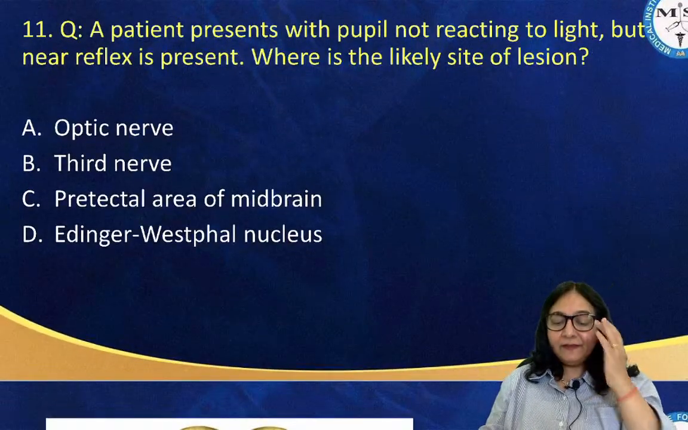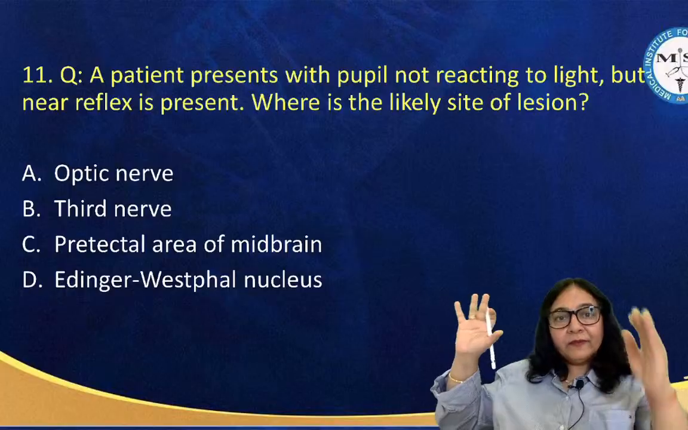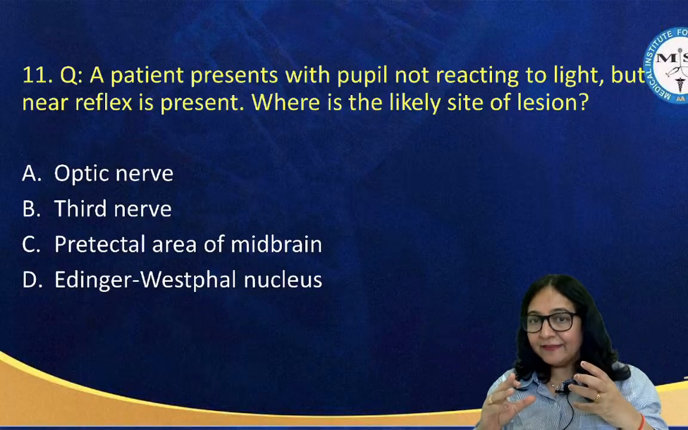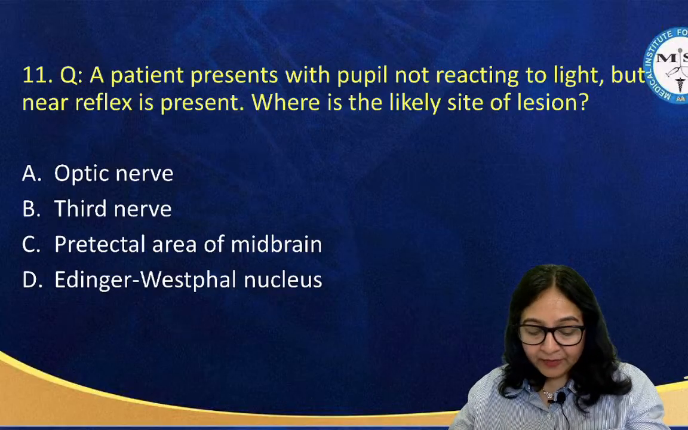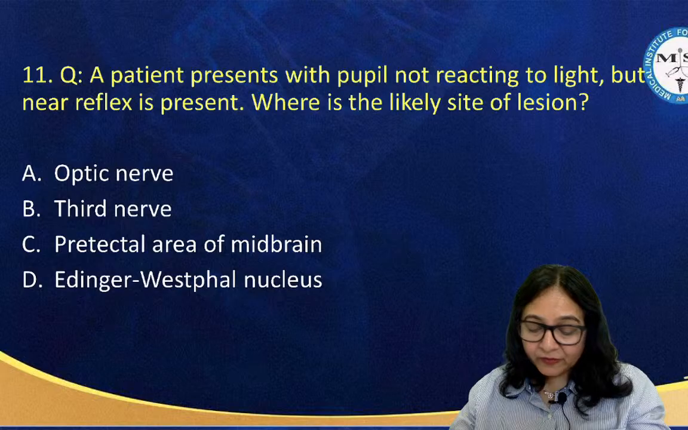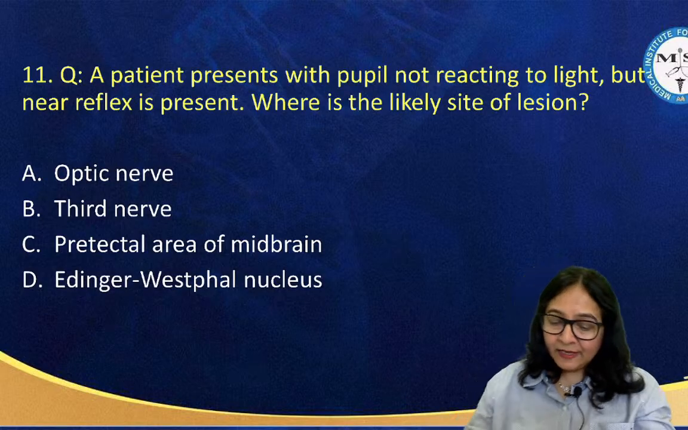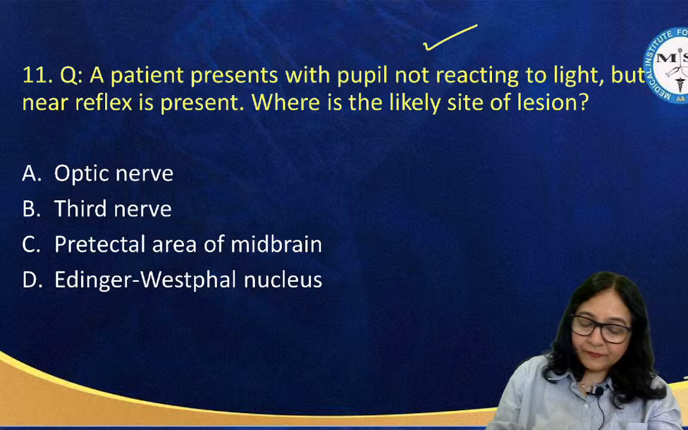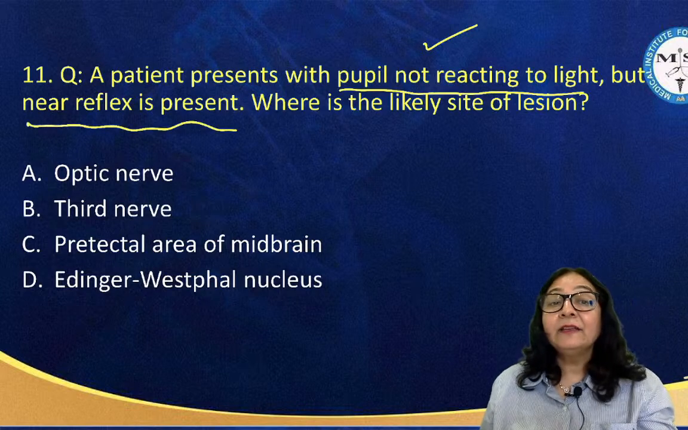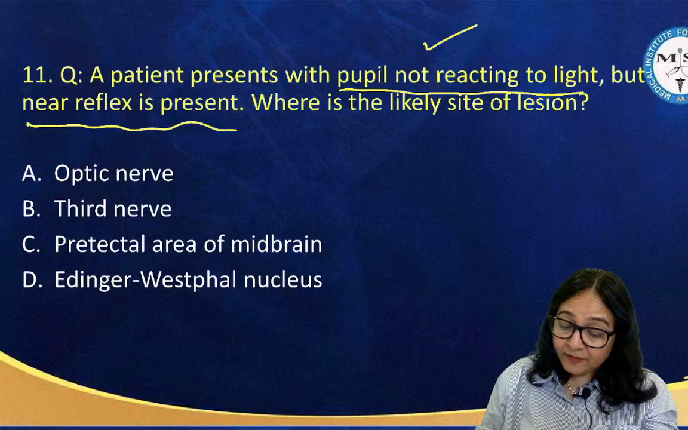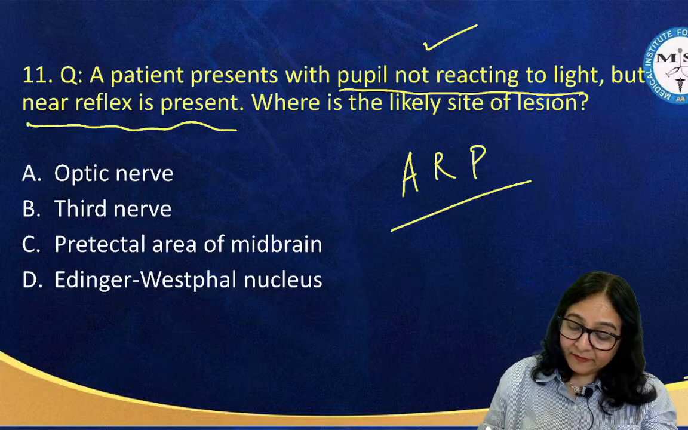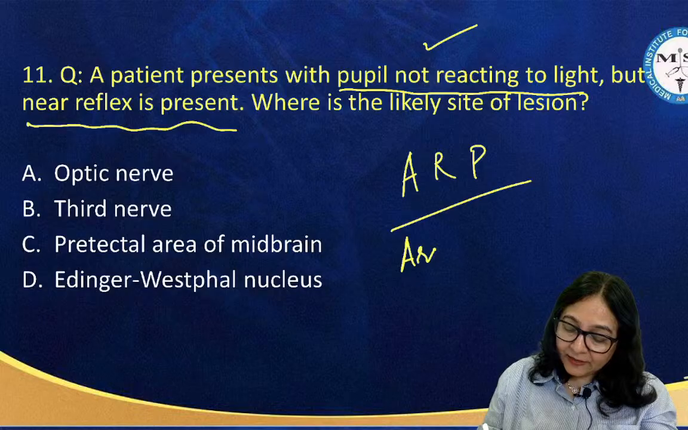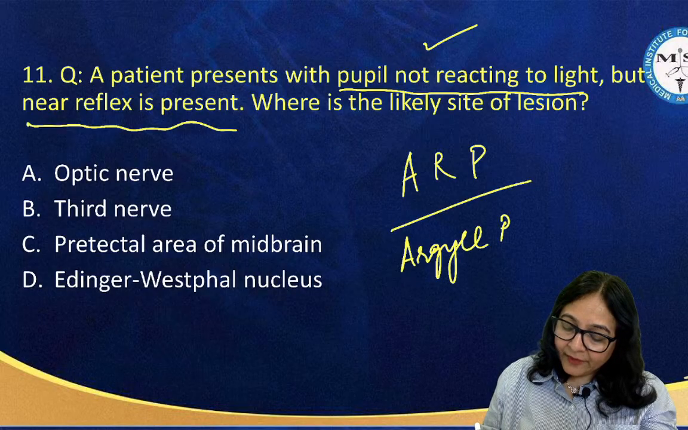A patient presents, again there was some question related to the pupillary reflexes. You can let me know what was the exact question, but I think this was something like a patient presents with pupil not reacting to light but near reflex present, meaning accommodation reflex present. So the diagnosis was Argyll-Robertson pupil.